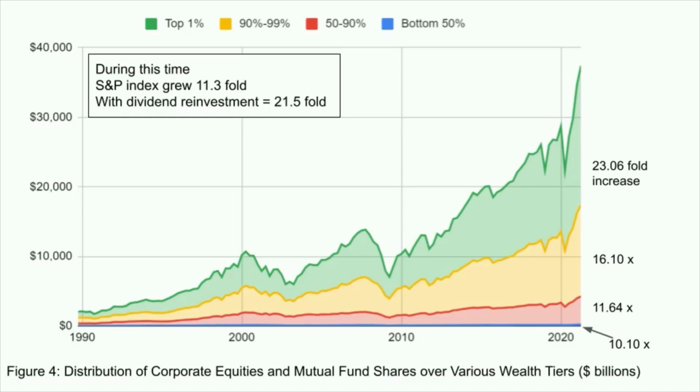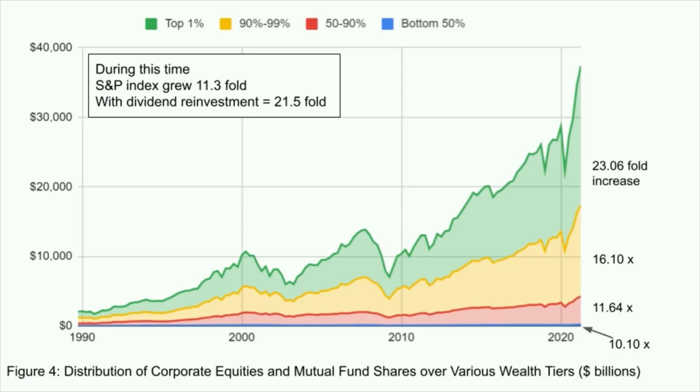Now, one has to ask the question, how much of that came simply from price appreciation of the assets that they held at the very beginning? If you take a look at the upper left-hand corner of this plot, I noted that the S&P 500 index grew 11.3-fold over this period. So no, the increase in equity assets of the top 1% was not solely due to price appreciation of the stocks that they already held.